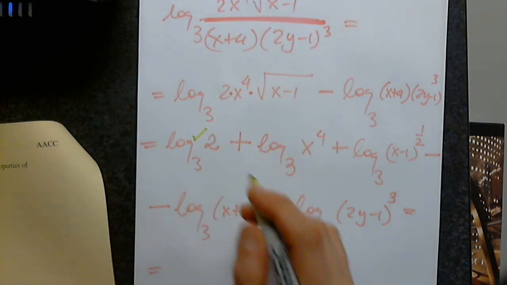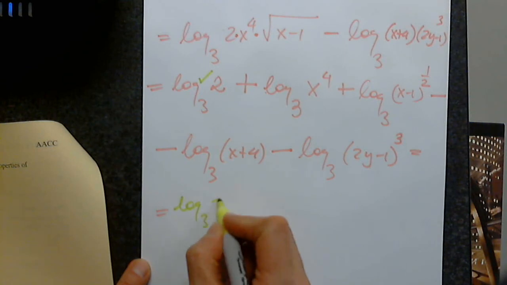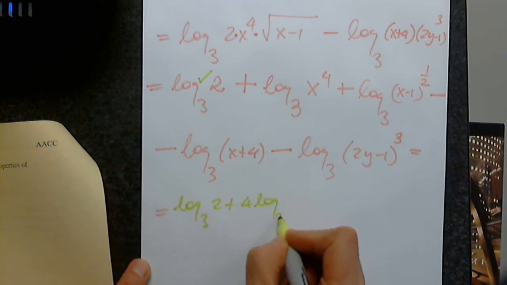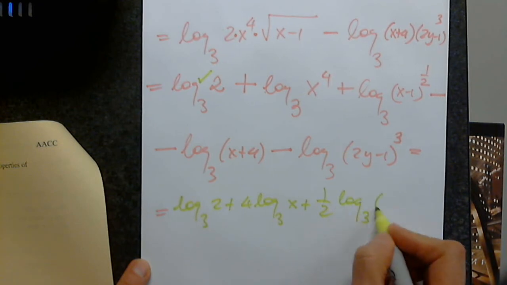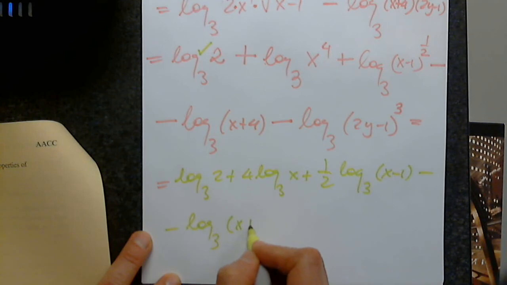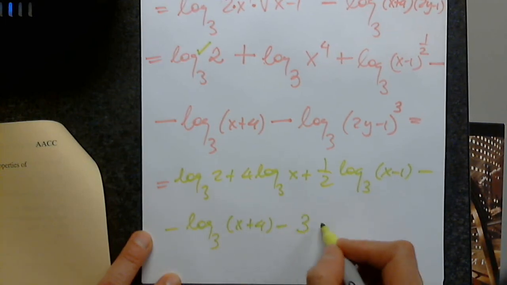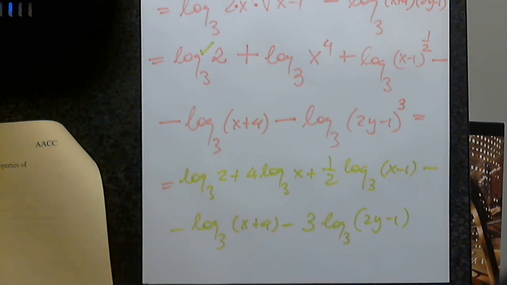Okay, so this is done. Here, yes, I moved the 4. So log base 3 of 2 plus 4 log base 3 of x plus 1/2 log base 3 of x minus 1 minus log base 3 of x plus 4 minus 3 log base 3 of 2y minus 1. So my question was, can I sleep tight? Yes or no? Not yet.